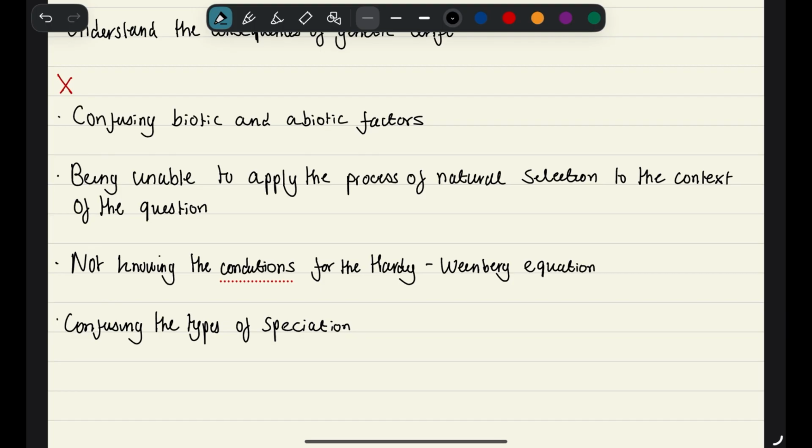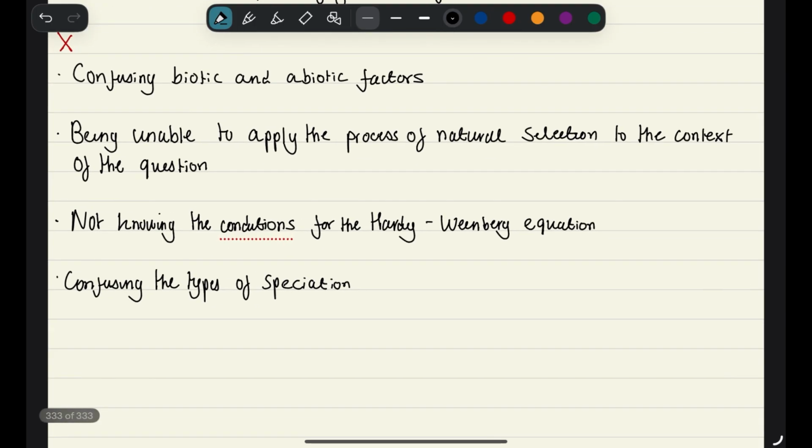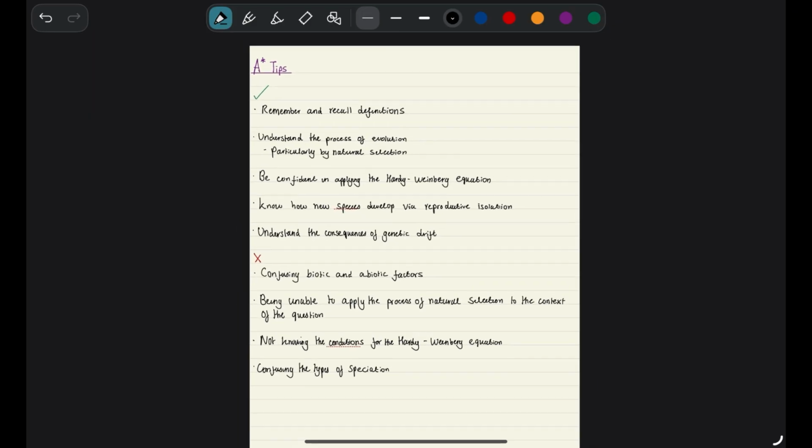Conditions for Hardy-Weinberg. I don't think it's common to come up, and it might just be a SNAB thing anyway. But I think if you can at least know 1 or 2 of them, that would just be a good idea. And then finally, types of speciation, your allopatric versus sympatric. Allopatric, geographical isolation. Sympatric, no isolation. So just know about those differences.